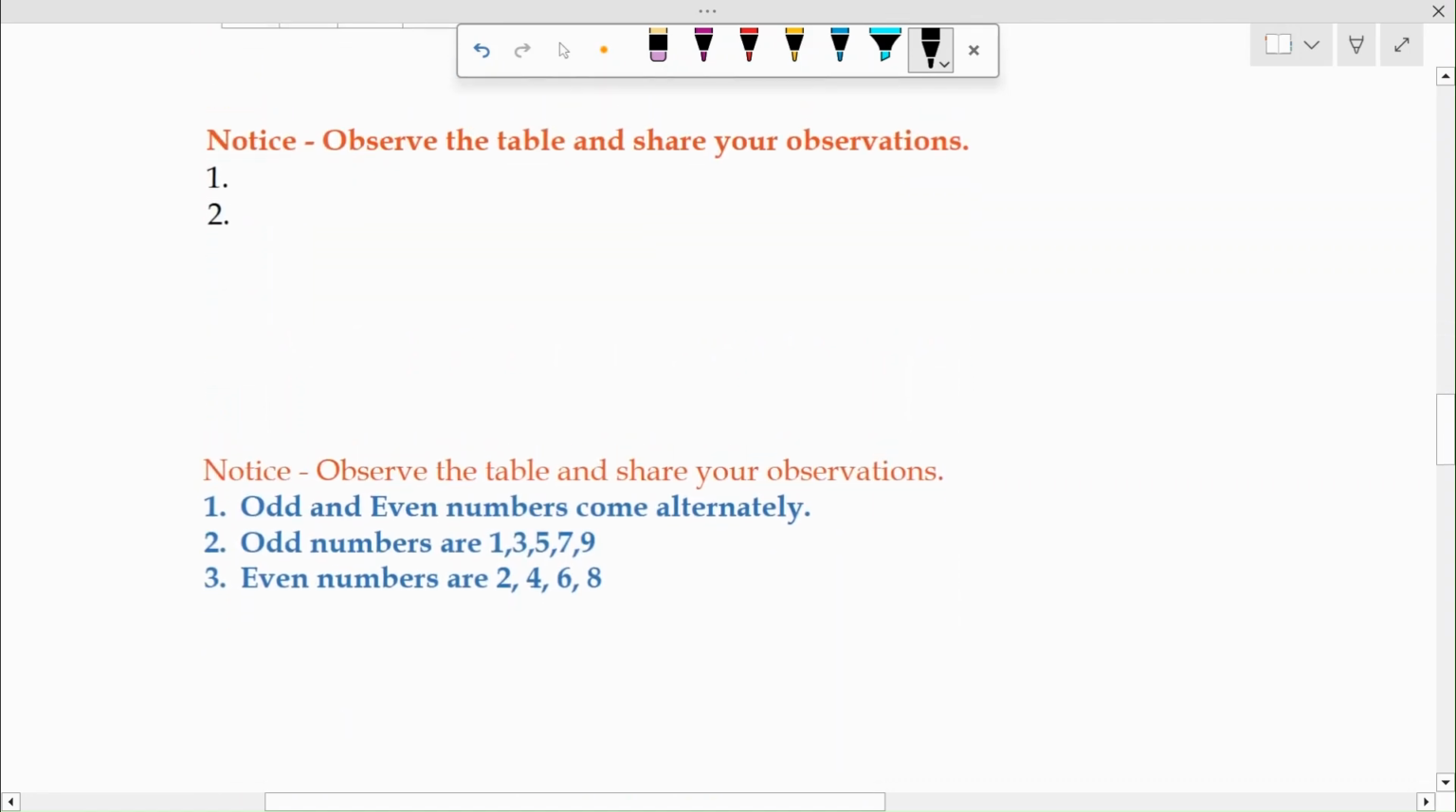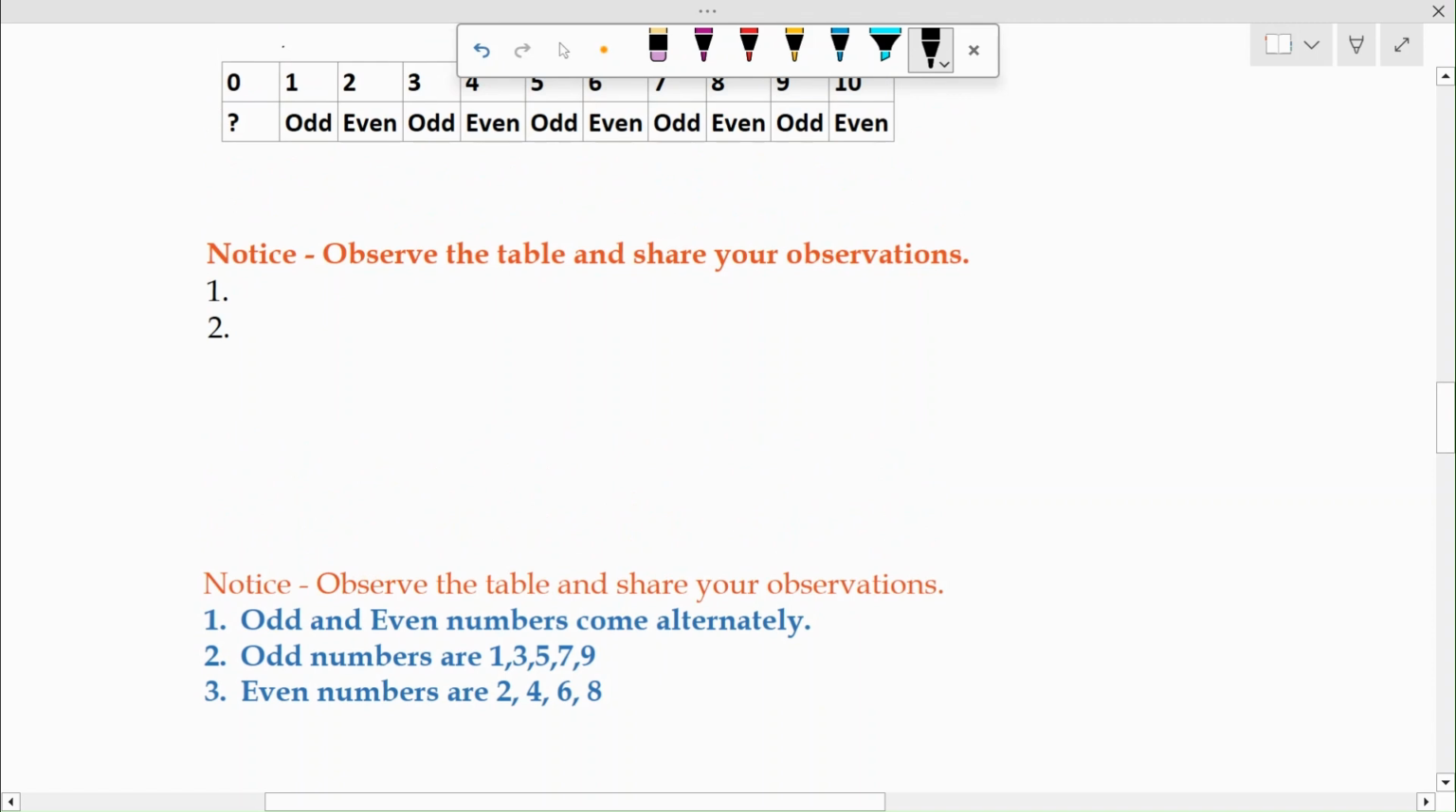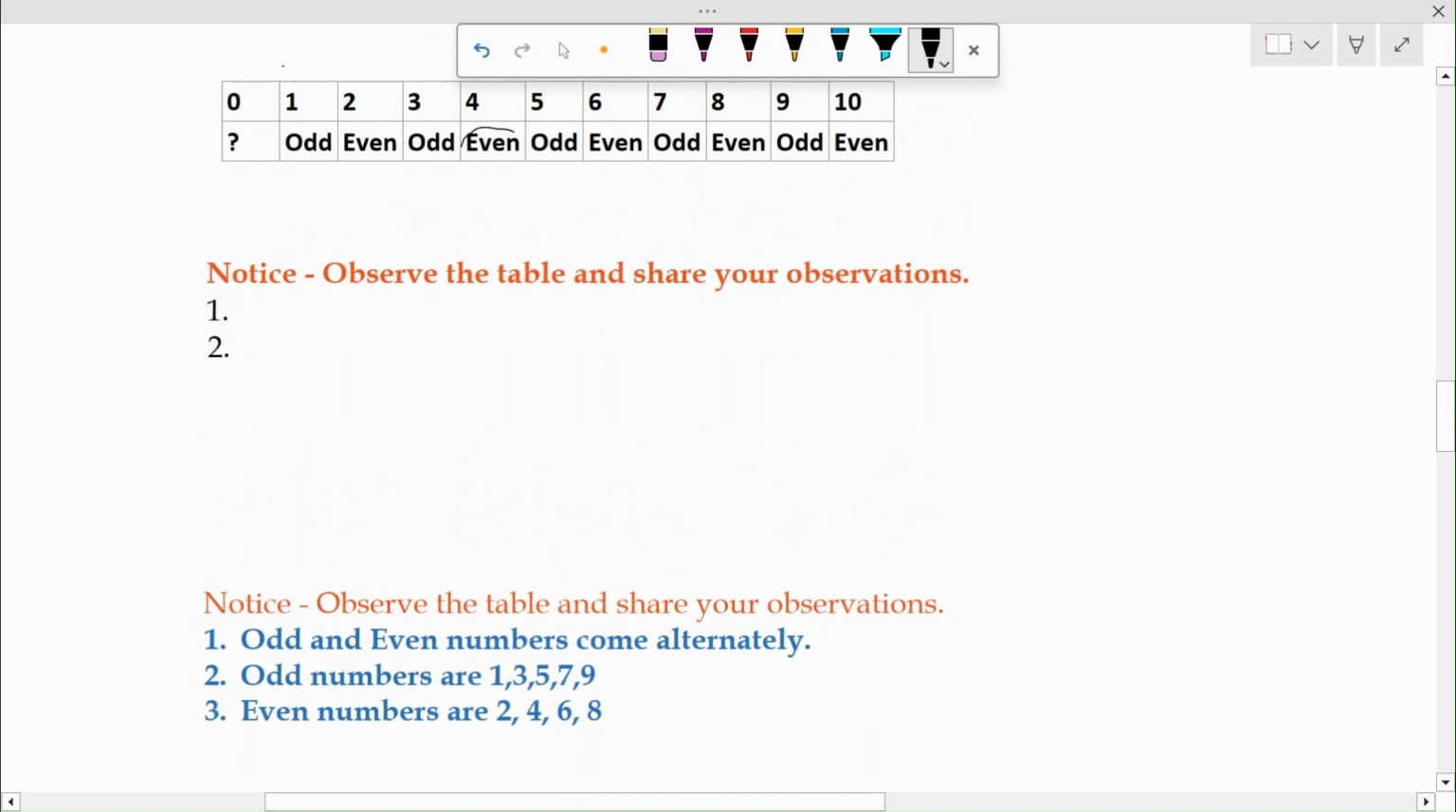So, these are some of the observations that we can make from this table. Odd and even numbers come alternately, isn't it? So, if you have an odd number, the next number should be an even number. If you have an even number, then the next number should be an odd number. So, this means that an even number is preceded and followed by an odd number, isn't it?